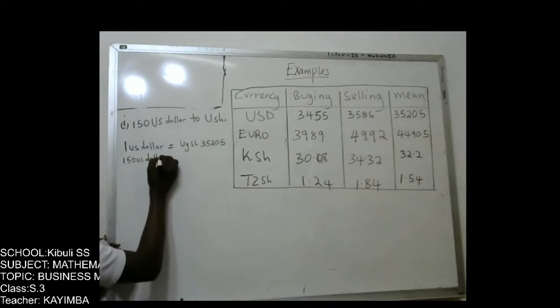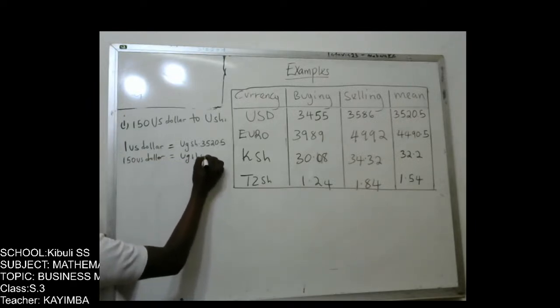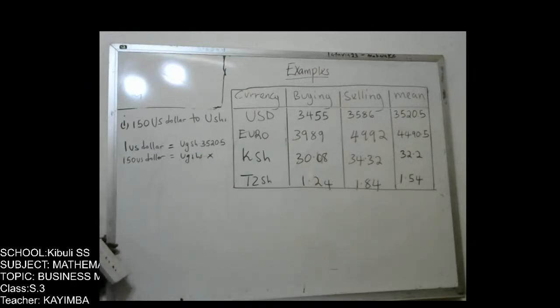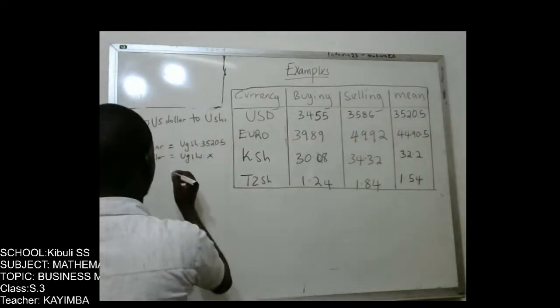What am I going to do here? They will give you Ugandan shillings. We don't know X, okay? How am I going to calculate for X? Can you tell me? Cross multiplication, right? Yes. As simple as that.